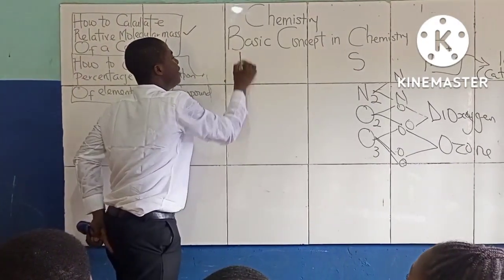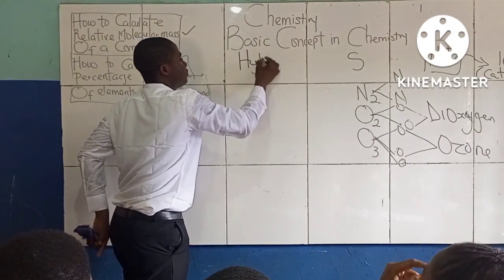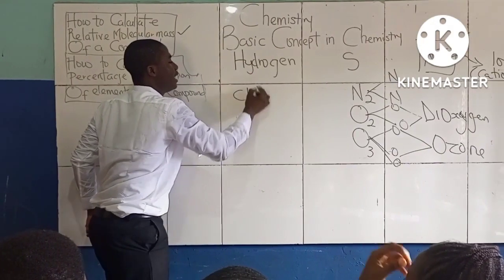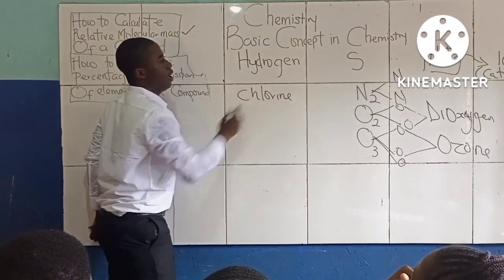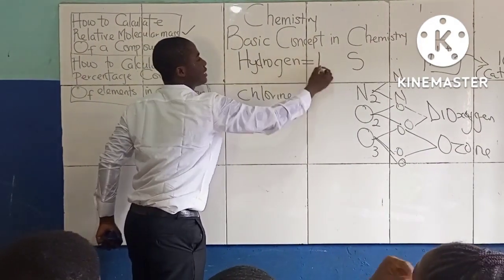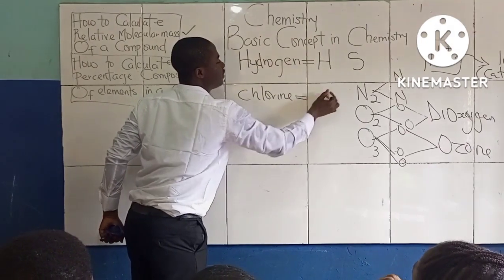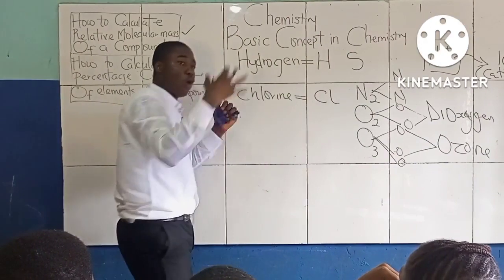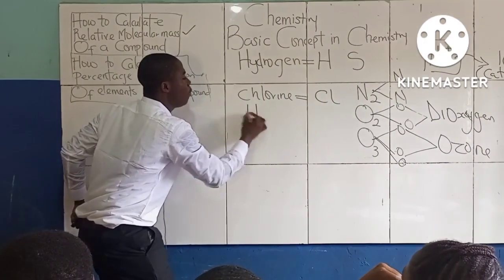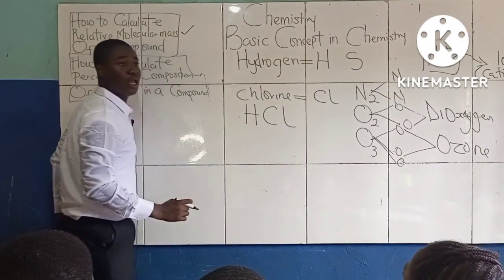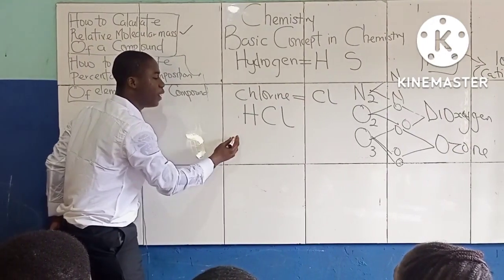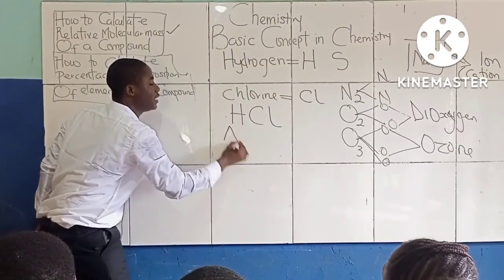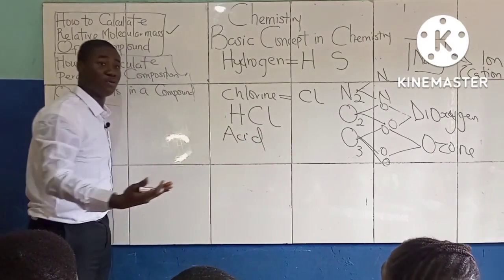Now, this is one element. And this is another element. What is the symbol of this element, class? H. And what is the symbol of this element? Cl. So when these two elements come together, they form what, class? A compound. And what is the nature of this compound? Is it an acid or a base? An acid is something you must know.